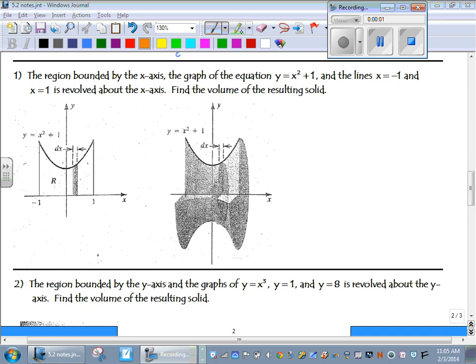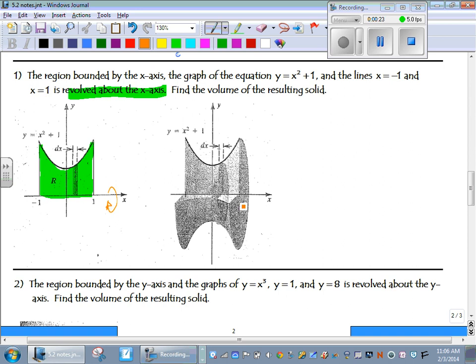So for number 1, we're trying to find the region bounded by the x-axis, this parabola y equals x squared plus 1, x equals negative 1, and x equals 1. So this whole highlighted region is going to be revolved about the x-axis. So we're spinning that whole thing around the x-axis.